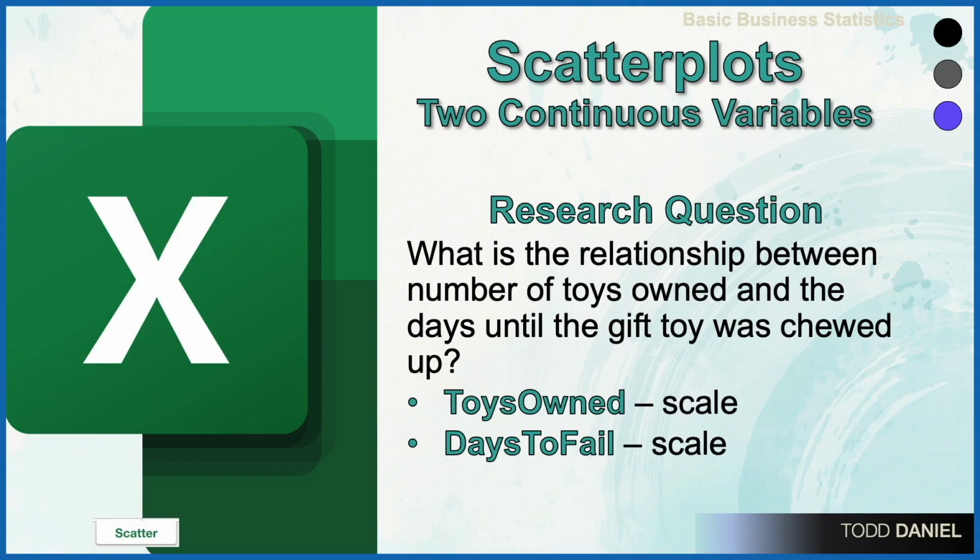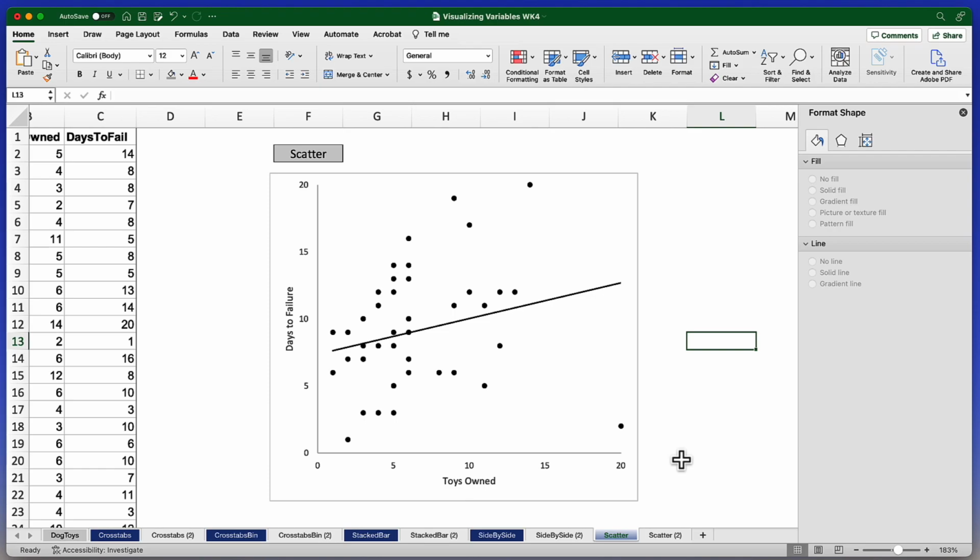How then do we use this scatter plot to interpret the relationship between the X and Y axis, or the two variables that we have in our scatter plot? Remember that our research question was, what is the relationship between the number of toys owned and the days until the gift toy was chewed up? We see the information about the number of toys owned contained here on the x-axis. This is the low end of the axis where we have a 0. The values increase as we move to the right.